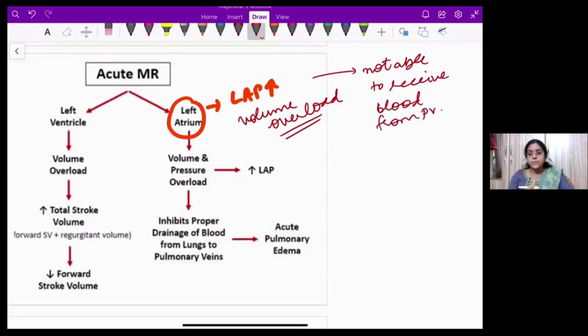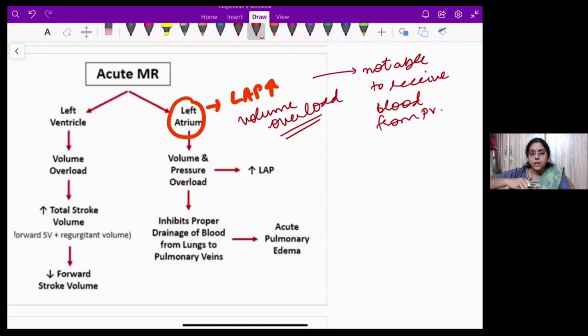Receive blood from pulmonary veins. See, what happens is there should be some amount of pressure gradient for the collection, or for contraction and to expel the blood outside. Okay, so if the left atrium has to receive blood from the pulmonary veins, the pressure in the left atrium should drop and the pressure in the pulmonary veins should be more. When this gradient is there, it will actually fill the left atrium.